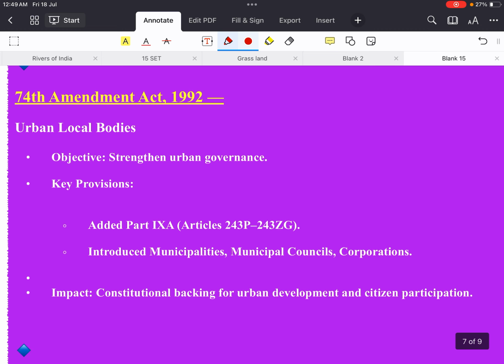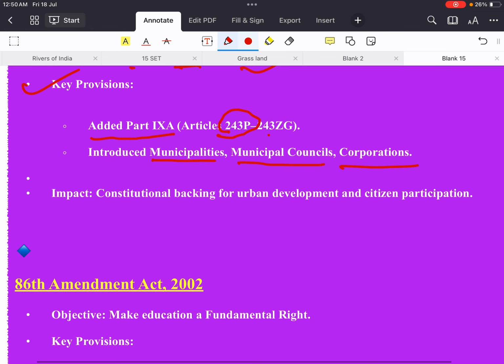After the 73rd Constitutional Amendment Act, then comes the 74th Constitutional Amendment Act 1992. It is for urban local bodies. What was the objective? To strengthen urban governance. What were the key provisions? Added Part 9A, that is Article 243P to Article 243ZG. Introduced municipalities, municipal councils and corporations. What was the impact? Constitutional backing for urban development and citizen participation.